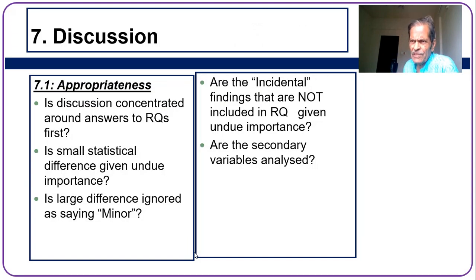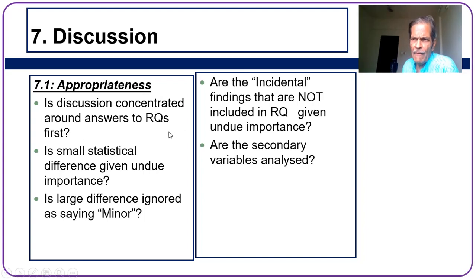Then in the discussion, one must find out whether the discussion was appropriate or not. How do we say whether it was appropriate? Is the discussion concentrated around the answers to the research question first? So what was the research question? One may refer back. The discussion should start with the observations on the research question first, because that deals with the primary variables. The primary variables are those in the research question, so the discussion should be concentrated around them first.